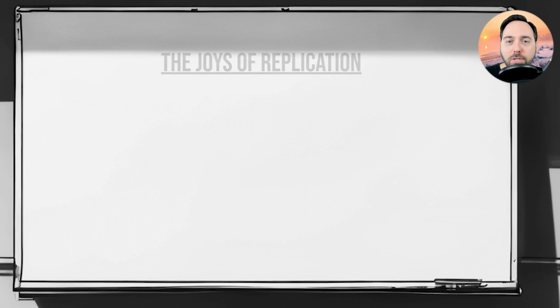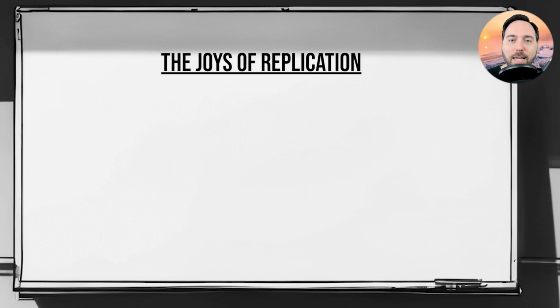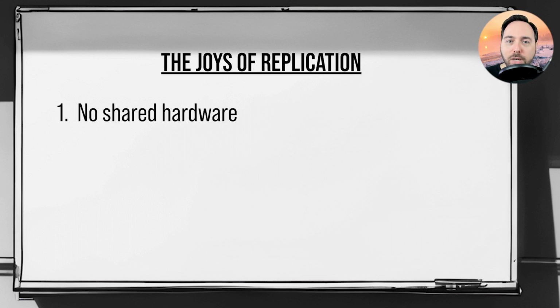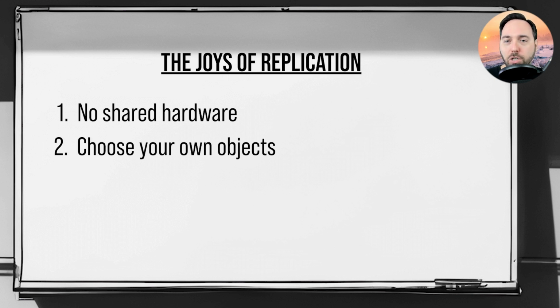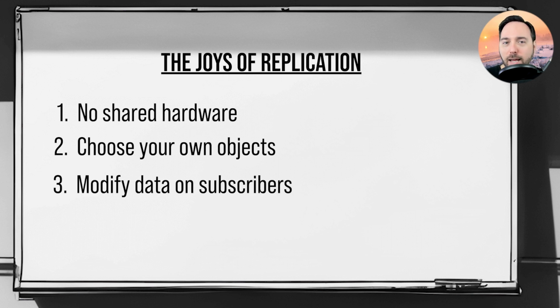Replication is another SQL Server technology intended to keep two databases in sync. Unlike failover cluster instances, we don't need shared hardware for replication to work. Unlike availability groups, we don't need to replicate an entire database. We can choose which tables, views, stored procedures we want to replicate. And also, unlike availability groups, we can even modify data on the replicated subscribers. This is the joy of replication.